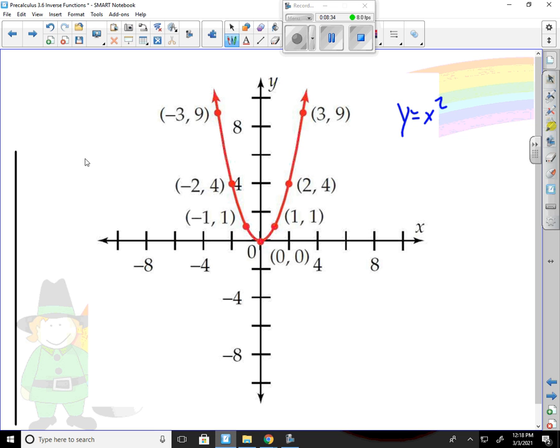So would this function be 1 to 1? The answer to that is no. It would not be a 1 to 1 function. Because if I put negative 2 into the microwave, I get 4 out. But if I put 2 in, I also get 4. So I put two separate things in, and I came out with the same answer. So this function would not be a 1 to 1 function, because I'm putting 2 in and coming out with the same answer.